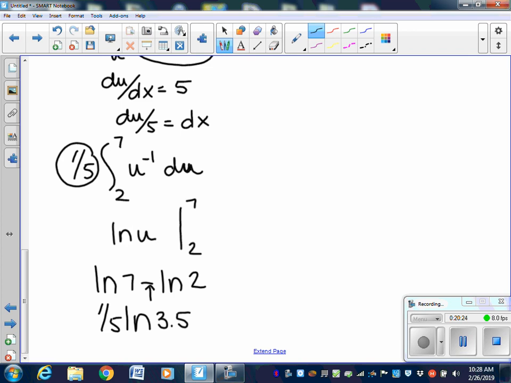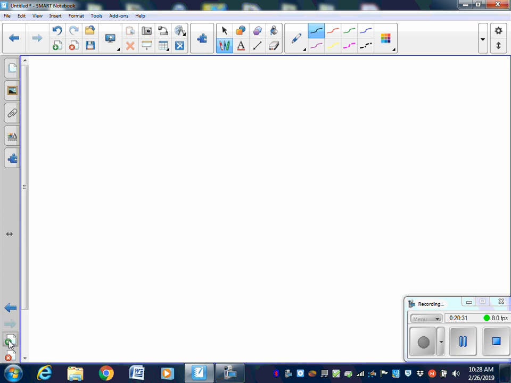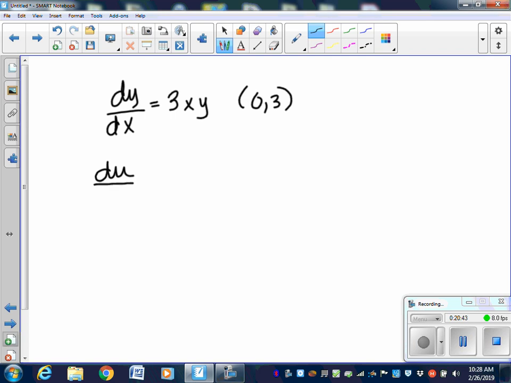Okay, we just have a couple problems left. The next part is separation of variables. We have dy over dx equals 3xy, and I like writing the point as just 0, 3. dy divided by y equals 3x dx. I separated the y's and the x's.